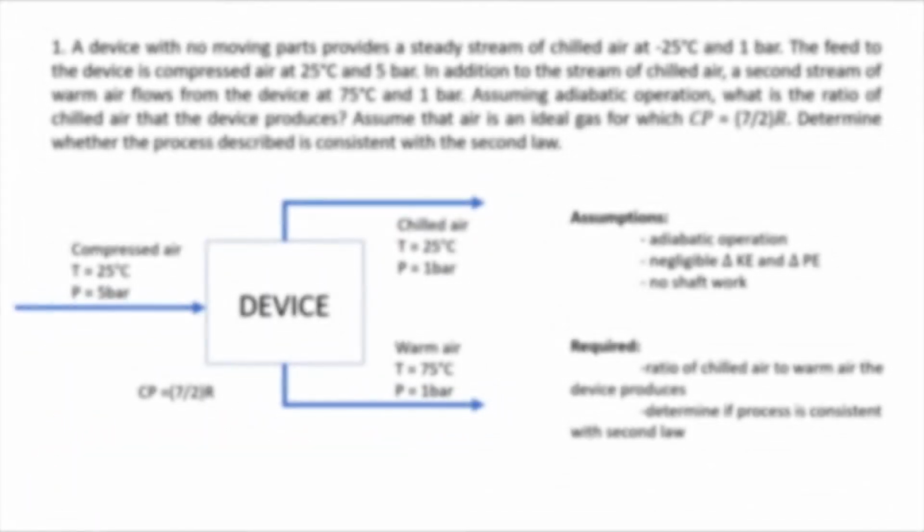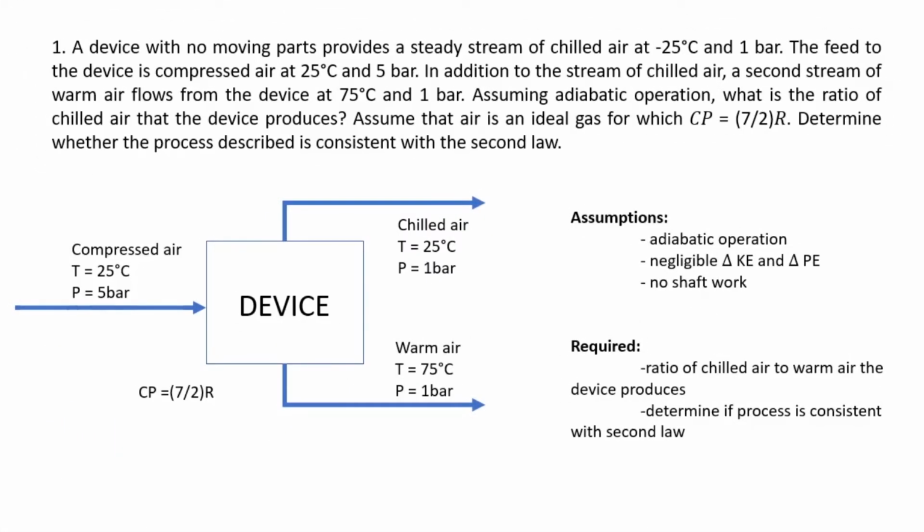Number 1. The given for this problem: for the compressed air, 25 degrees Celsius and 5 bar; chilled air, 25 degrees Celsius and 1 bar; and for the warm air, 75 degrees Celsius and 1 bar, with a Cp of 7/2 R. Assumptions: it is an adiabatic operation, negligible changes in KE and PE, and there is no shaft work.